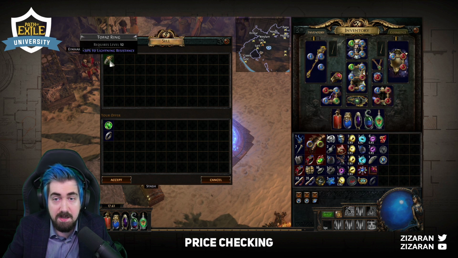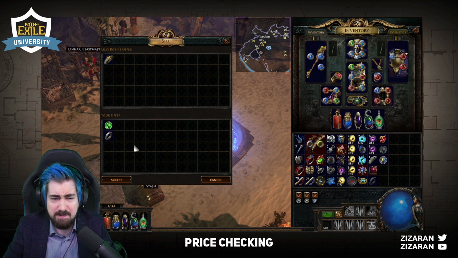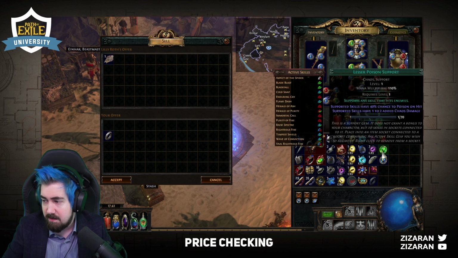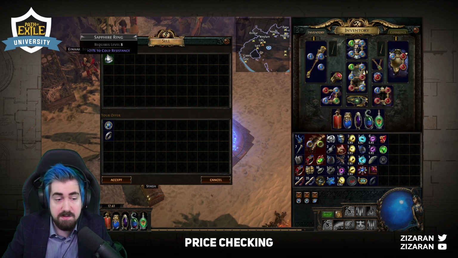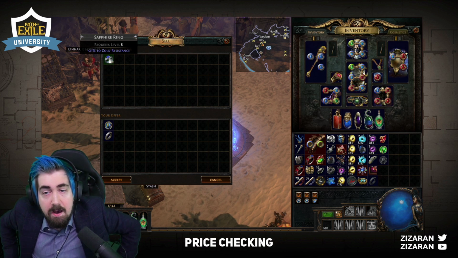So sometimes you can buy an iron ring for like 3C. Sometimes there'll be corrupted ones listed. Just buy it and make a ruby or whatever you want. This you can only do once, obviously, because you can't do anything else with a sapphire ring.